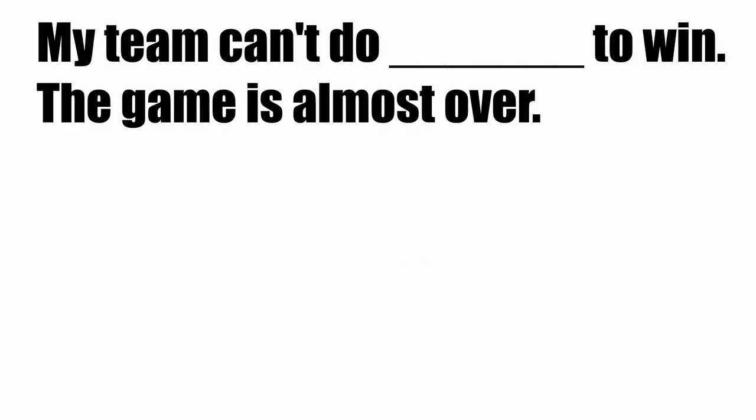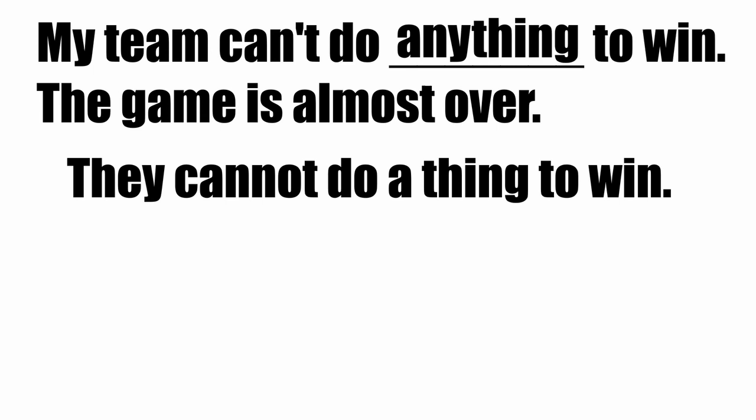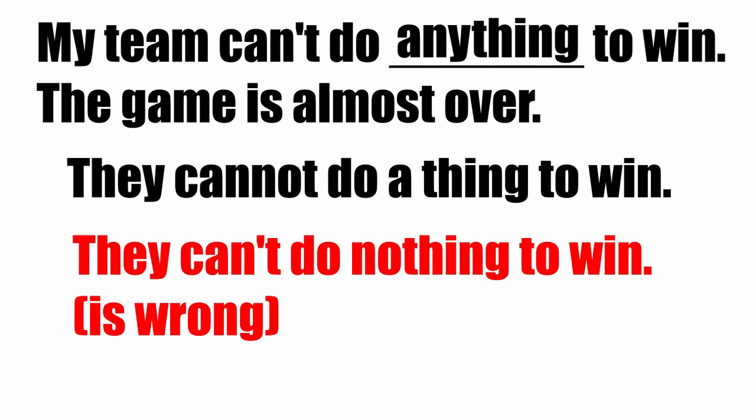Next example. My team can't do blank to win. The game is almost over. Anything is the most normal here. My team can't do anything to win. Any is a word that specifies a degree or quantity, and in this case, you're saying they cannot do a thing. The words "can't do nothing," again, would not be grammatically correct.